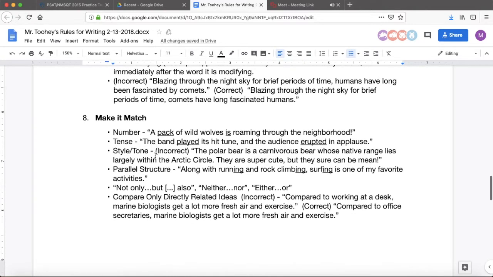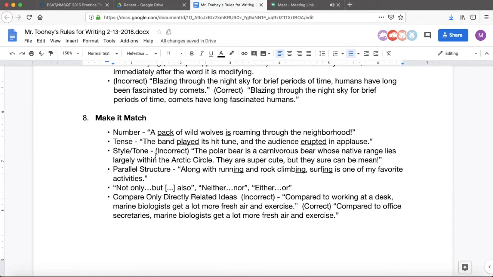All right. Rule number 8, make it match. This is the most commonly tested rule. It also has the most elements. Maybe it's one of the reasons why it's the most commonly tested rule. But all these elements share this one thing in common, which is you've got to make one part of the sentence match another part of the sentence, or one part of the passage match another part of the passage.